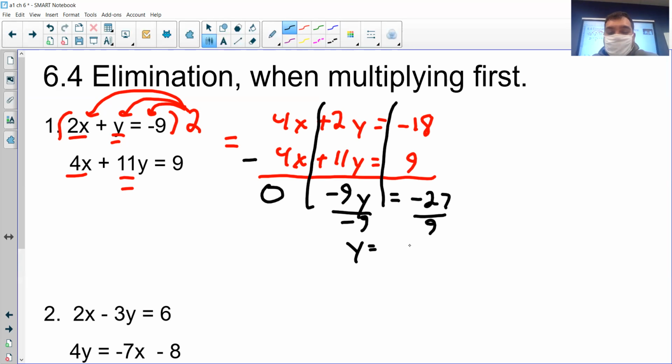Why is it 27? 18 plus 9 is negative 9. Mr. Tobel, negative 18 plus 9 is negative 9. Negative 18 minus 9, that's a bigger negative, it's negative 27.